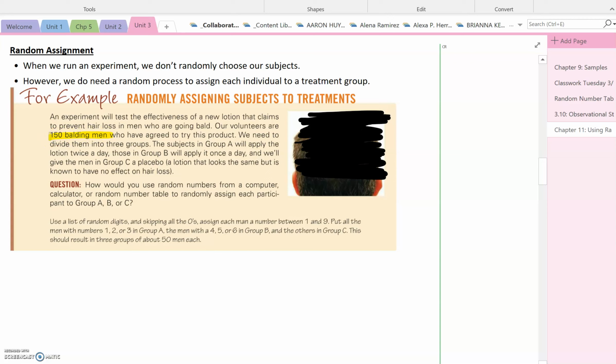We need to divide them into 3 groups. The subjects in group A will apply the lotion twice a day. Those in group B will apply it once a day, and we'll give the men in group C a placebo. Remember, a placebo is a fake item that we know does not do what we are testing, so that the people in that group don't know they're in a control group. So, lotion that looks the same but is known to have no effect on hair loss. So our question: how would you use random numbers from a computer, calculator, or random number table to randomly assign each participant to groups A, B, and C?